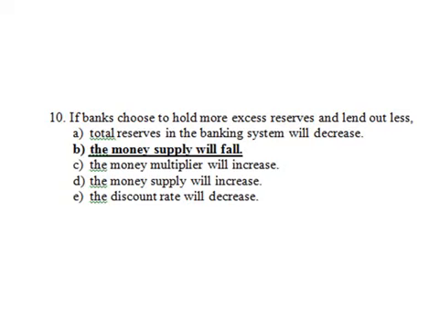Now for this question, it says that if banks choose to hold more excess reserves and lend out less, then what will happen? The answer will be money supply will fall. This is what we said earlier. When banks don't lend, they rather keep excess reserves and don't lend out. What happens is that when you lend out less, obviously fewer accounts are created, and your money supply will fall.